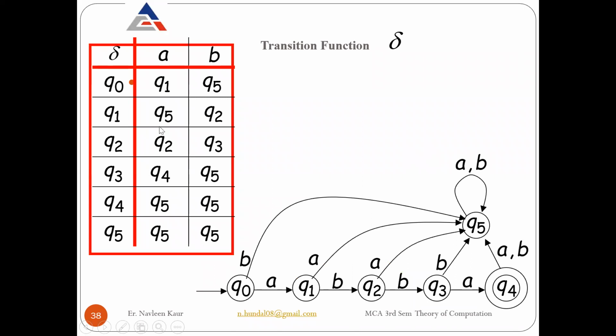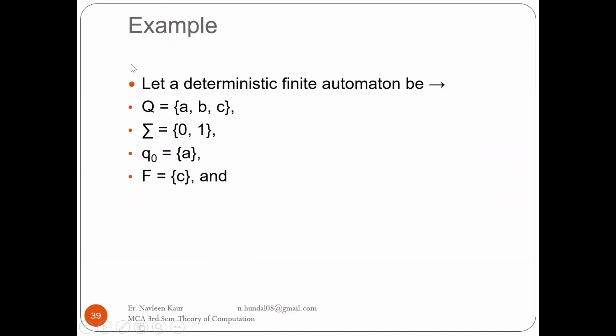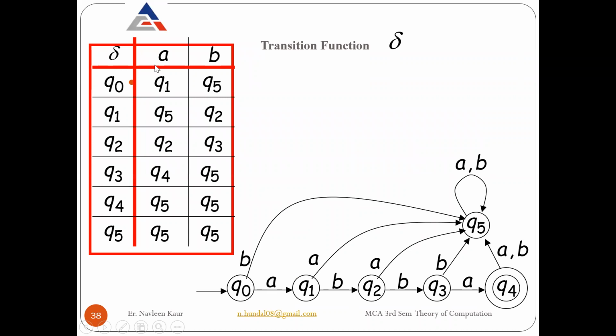Okay, so this is the transition function table that I showed you last day, and how you can create it. Here you write the transition function, that is delta. Then A and B are your two input alphabets. So you write all the possible states here: Q0, Q1, Q2, Q3, Q4, and Q5. Can you see here in the first column I have written all the states?